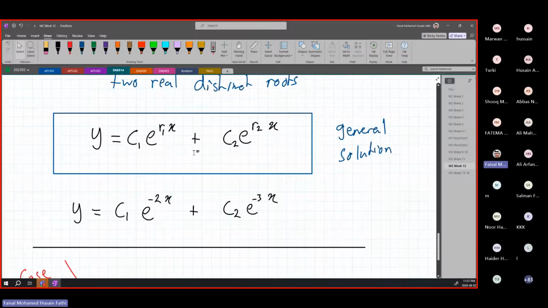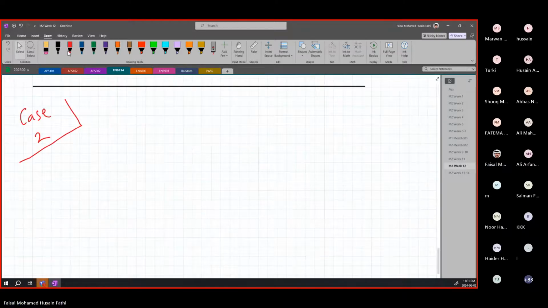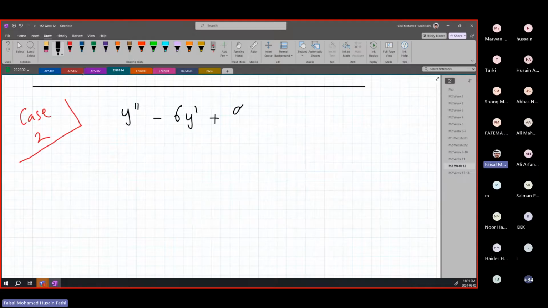Okay. So let's go on to case number 2. Again, the same exact idea. We are going to be given a differential equation. Let us say we have y double prime minus 6y prime plus 9y is equal to 0. Okay?